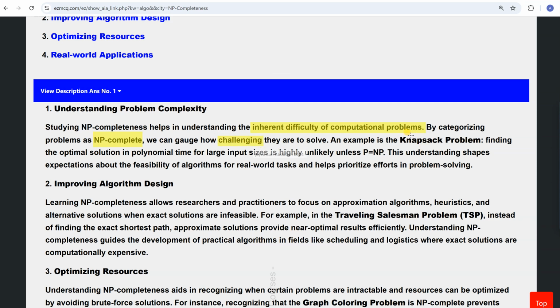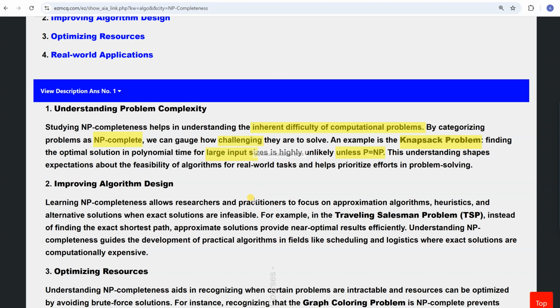For example, the knapsack problem. We have a knapsack in which we would like to put items of different weights and values so as to be within the weight limit of the knapsack. However, this is difficult to do when the input size is large, unless of course P is equal to NP. What is P and what is NP, we will cover in this course and this lecture also.